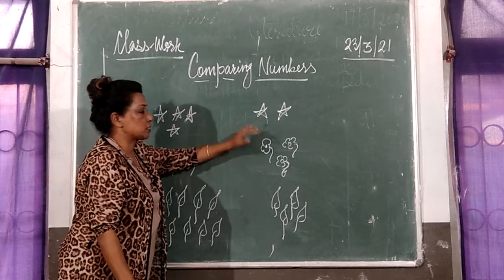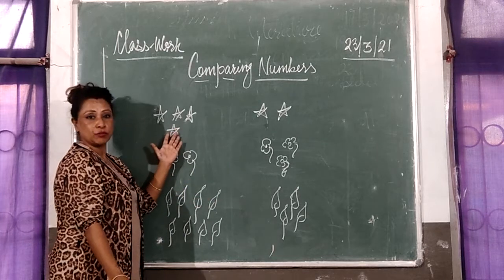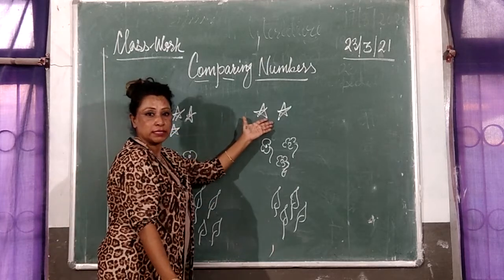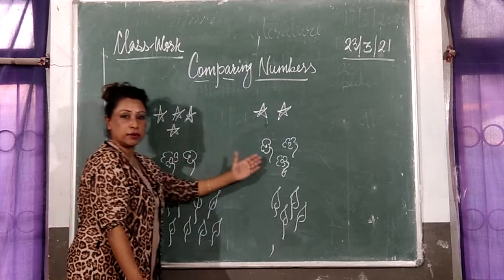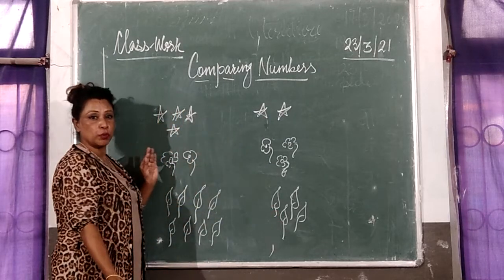I've drawn some objects here. There are a few stars here, a few stars here. There are flowers here. There are leaves here. So what am I going to do with this?